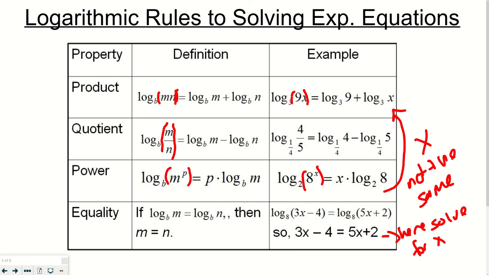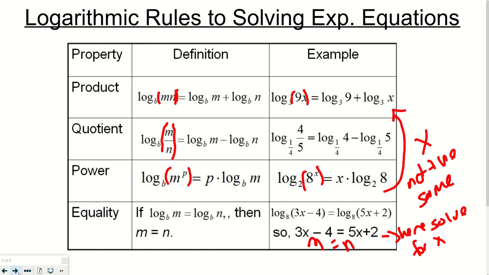So if you have two logs equal to each other, and the m and the n are the same, so they have the same base. 8 is equal to 8. That means I can set m equal to n. So m here would be 3x minus 4, and here would be 5x plus 2. Okay, so those are your logarithmic rules. Keep these in mind when you do the examples.